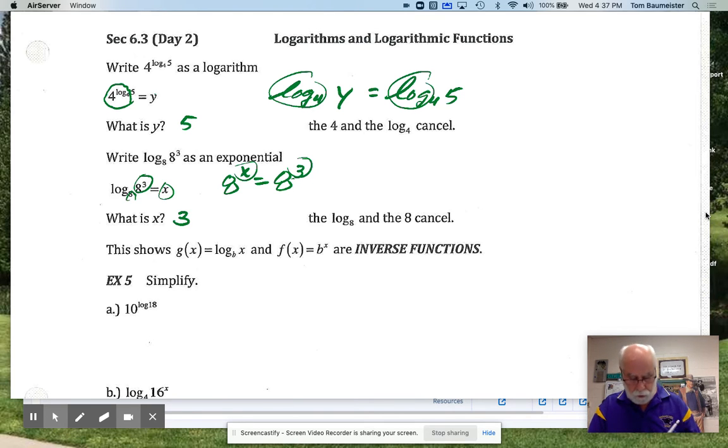So again, what this one shows us is that the log 8 and the 8 cancel each other. So these two right here cancel each other. All right. So this shows that g of x is equal to log to the base b of x, and f of x is equal to b raised to the x power are inverse functions.